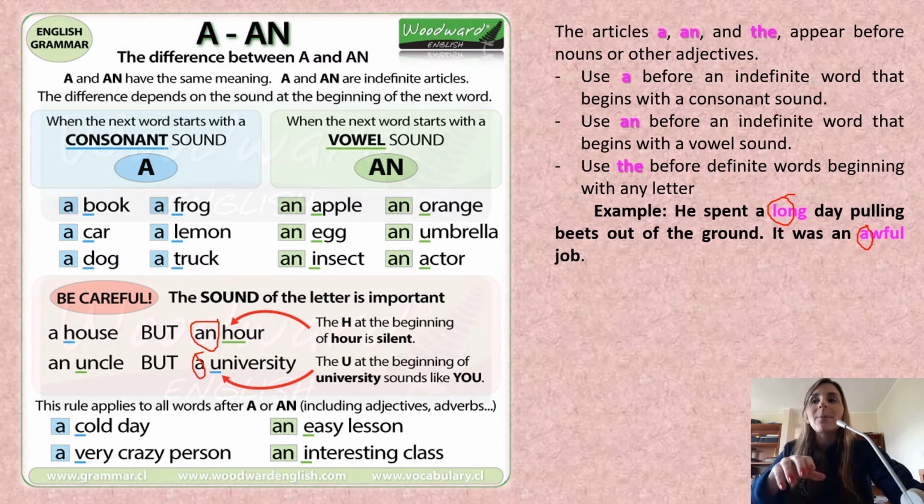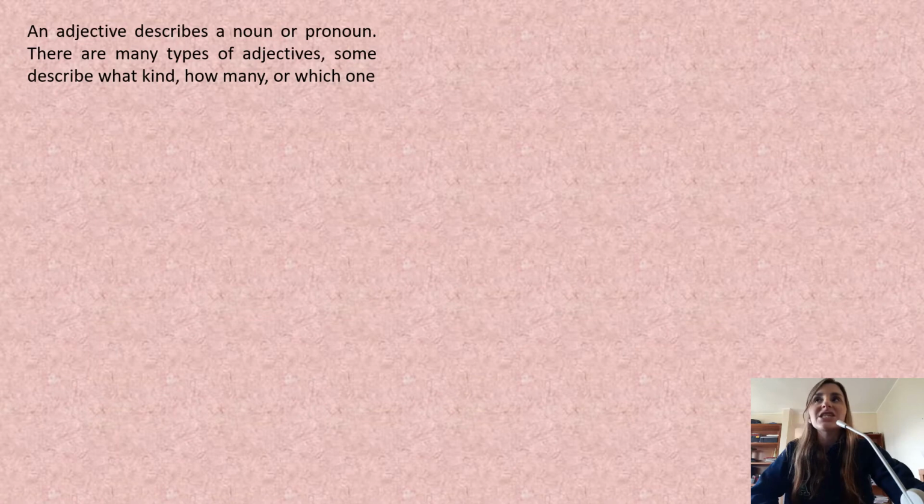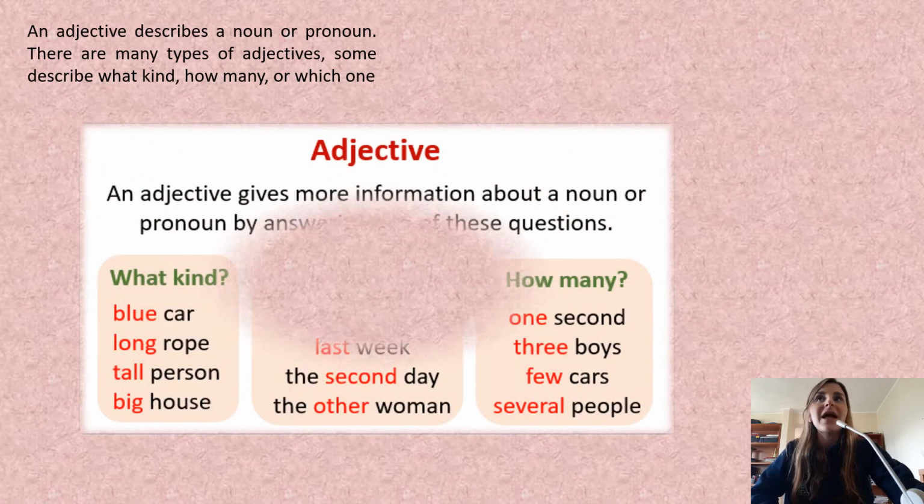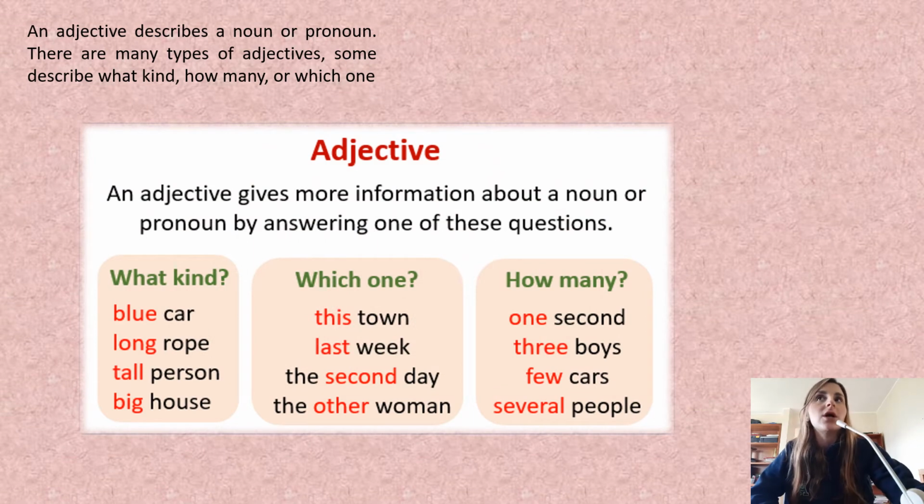This rule applies to all the words after a or an, including adjectives and adverbs. That is a very important detail. An adjective describes a noun or pronoun. There are many types of adjectives. Some describe what kind, how many, or which one. Here are some of the examples.